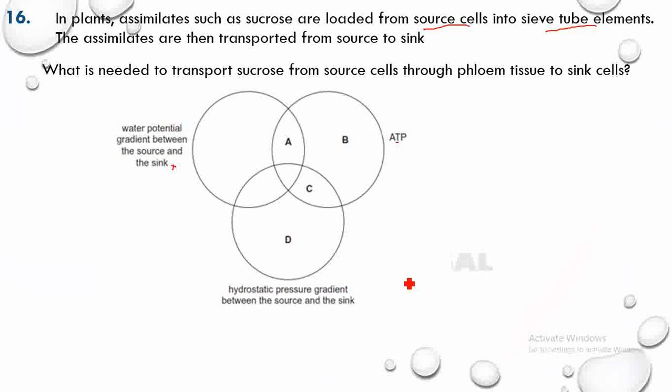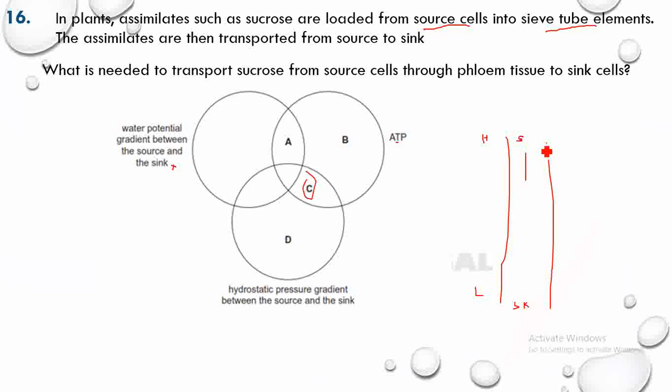Remember also we need a hydrostatic pressure gradient, because sucrose moves from the source here to the sink. This is the phloem sieve tube element at the source, and this is the phloem sieve tube element at the sink. It moves down a hydrostatic pressure gradient. So this one usually has high hydrostatic pressure, and this has low hydrostatic pressure. Okay, so we need two of them.